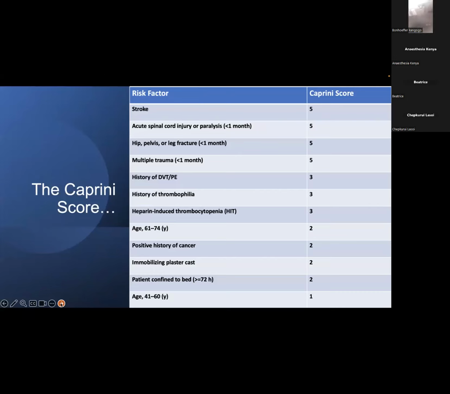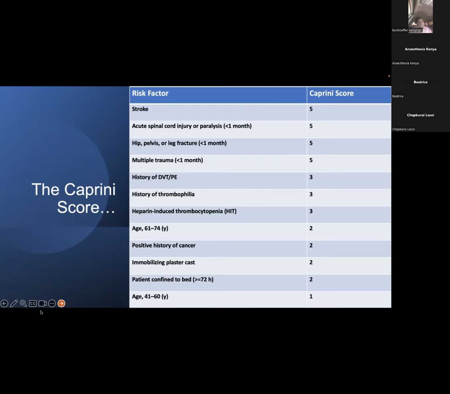If a patient has a stroke, then that's one of the highest risk cases, because on the Caprini score, that patient will score 5. Acute spinal cord injury, less than 1 month, will be a 5. Hip, pelvis, and leg fracture, less than a month, 5. Multiple trauma, less than a month, 5. Previous history of DVT or pulmonary embolism scores 3.